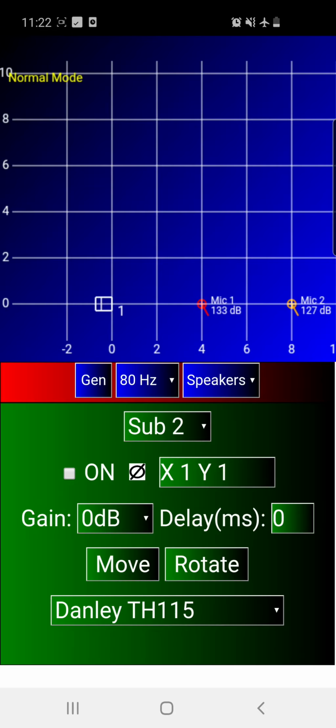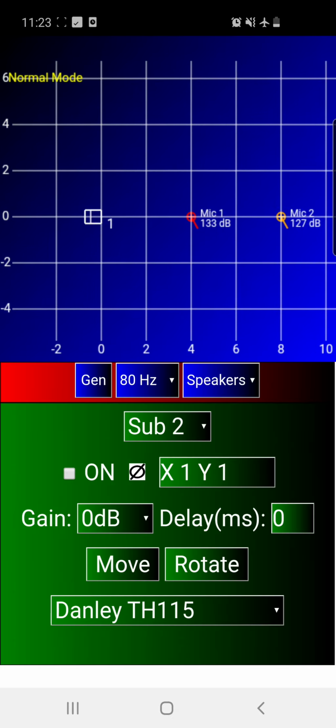Hello, my friends. So, today we are going to analyze a simple LR subs configuration, like when we have one sub at each side of the stage, okay?